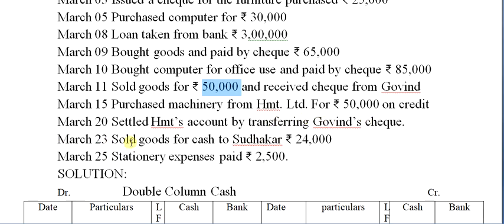March 23rd, sold goods for cash to Sudhakar rupees 24,000. We are selling the goods to Sudhakar for what? Cash. So it increases our cash balance. It should be recorded under the debit side. March 25th, stationery expenses paid rupees 2,500. When we are paying the stationery expenses, our cash balance reduces. So it should be recorded under the credit side, my dear students.